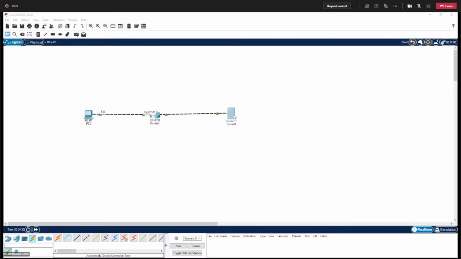Now let me assign the IP address to the server. And the IP address of the server is 200.0.0.10. Subnet mask, and the gateway for the server is the right interface of router 0. So it is 200.0.0.1. So this is our topology.